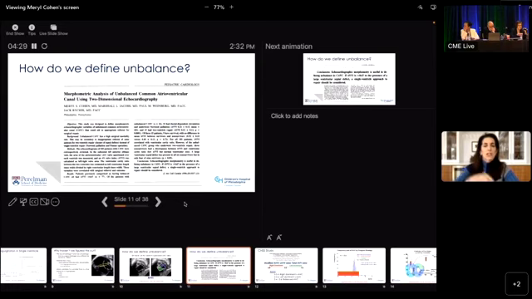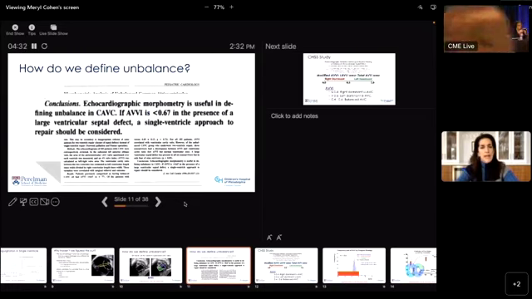And our conclusion from this paper was that echo morphometry is useful in defining unbalance. And if that ratio of right over left AV valve was less than 0.67 in the presence of a large VSD, then a single ventricle approach was recommended at that time.